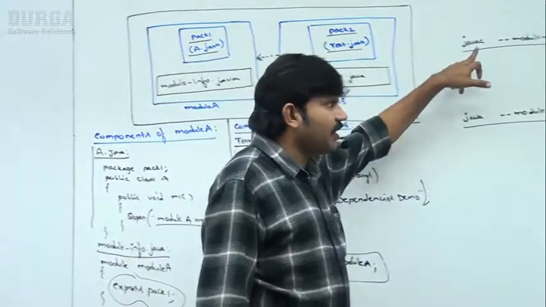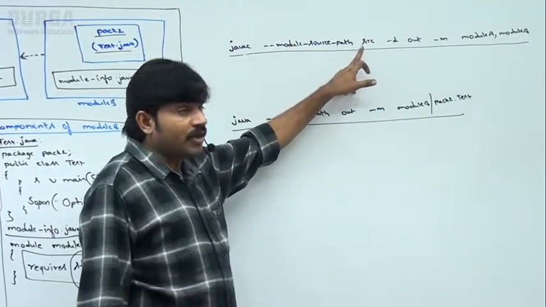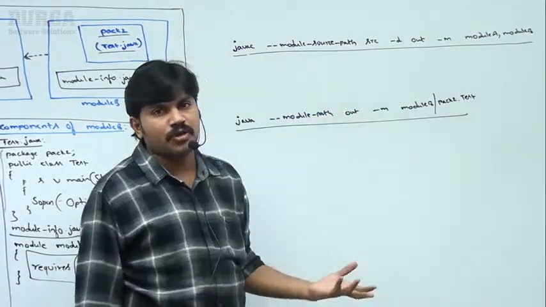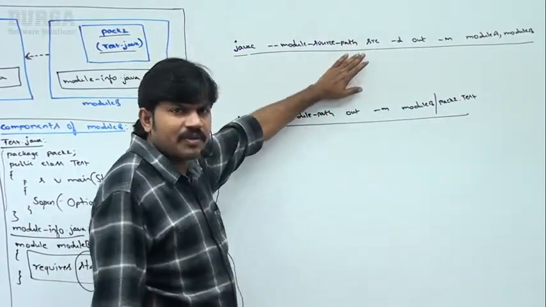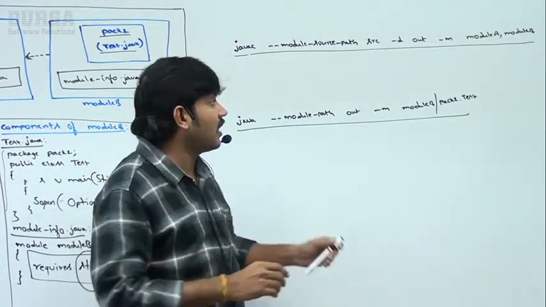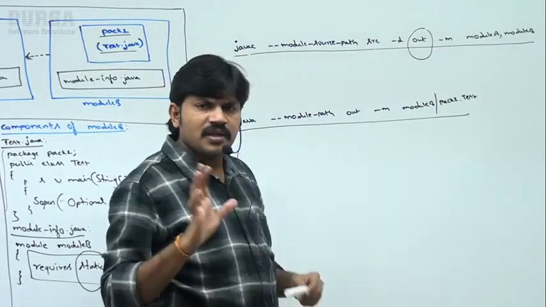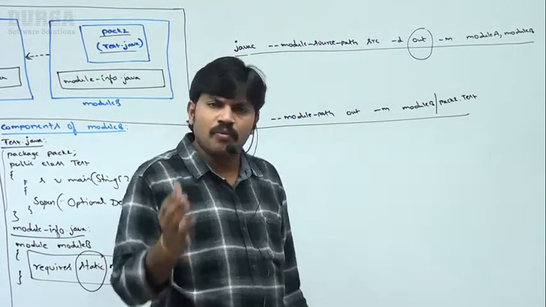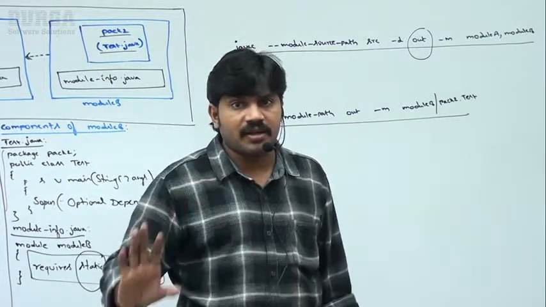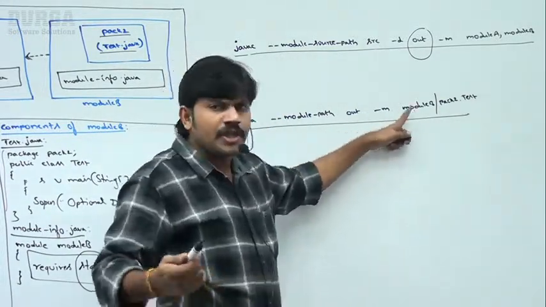Sir, this is about my code. Let me compile. You know how to compile? javac --module-source-path src -d out -m moduleA,moduleB. Let me compile. Happily the code is going to compile. Both modules' compiled classes are going to be placed inside the out folder, right? That's all. Now inside the out folder, module A compiled classes are available and module B compiled classes are available, right? Now let me run. Happily it's going to run.